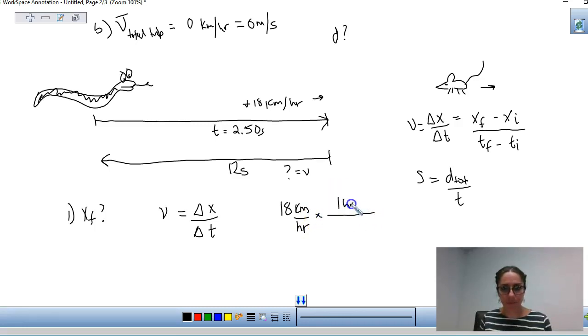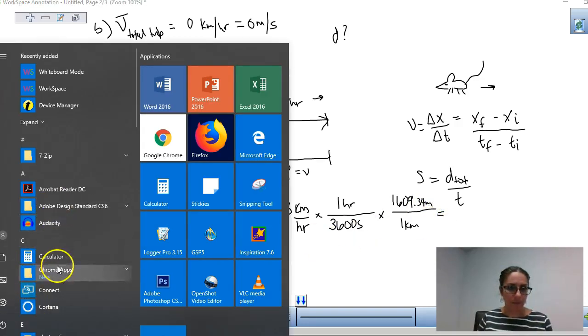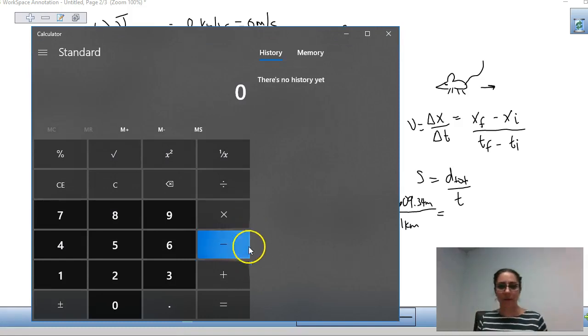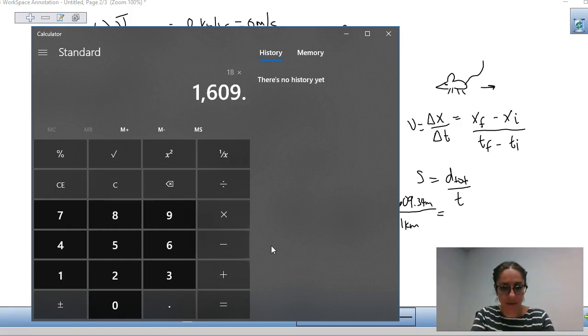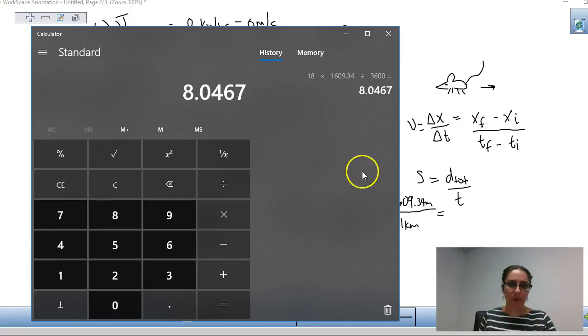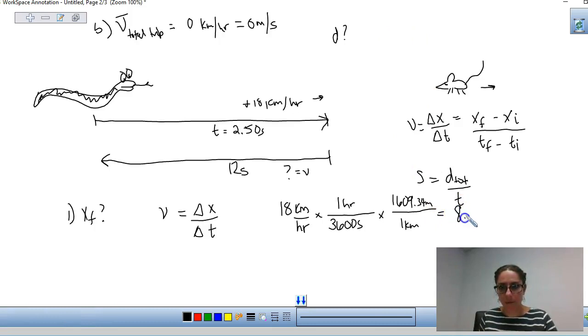So 1 hour is 3,600 seconds. Told you that this is really handy. And then 1 kilometer is 1,609.34 meters, like that. Because I managed to not bring my calculator, that was silly. So, 18 times 1609.34 divided by 3,600, so 8.05, I'll round it to. 8.05, this is, oops, meters per second. Okay, that seems about right.